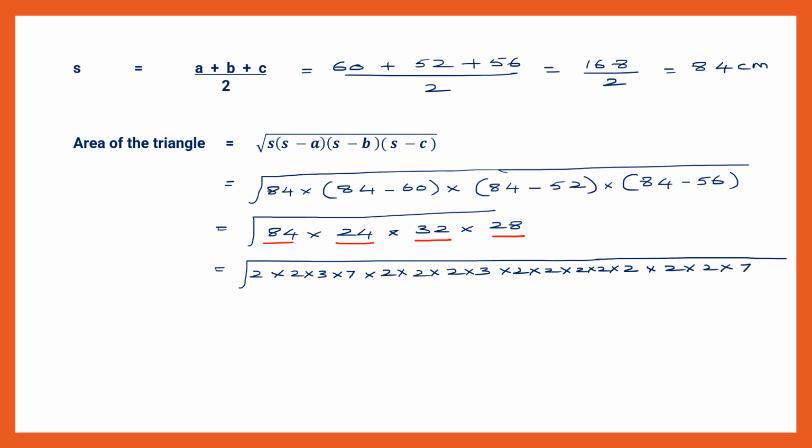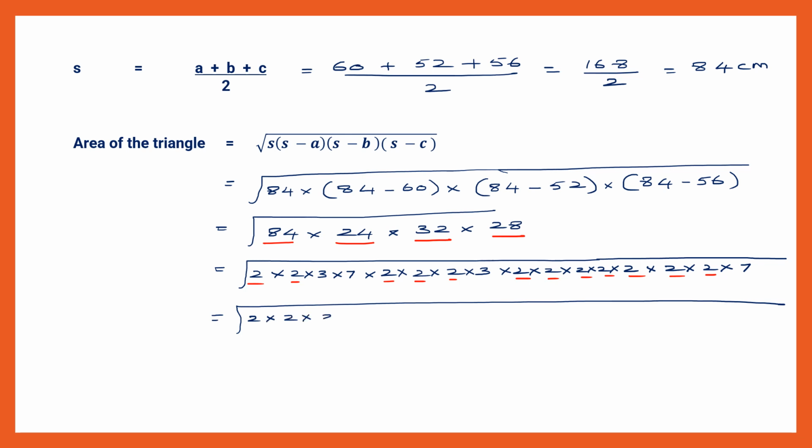Now here, since there are many numbers, let's put all the like numbers together. All the 2's, let's put it together. So let's see how many 2's there are. 1, 2, 3, 4, 5, 6, 7, 8, 9, 10, 11, 12. There are 12 twos. Let's put all the twos together: 1, 2, 3, 4, 5, 6, 7, 8, 9, 10, 11 and 12 twos.